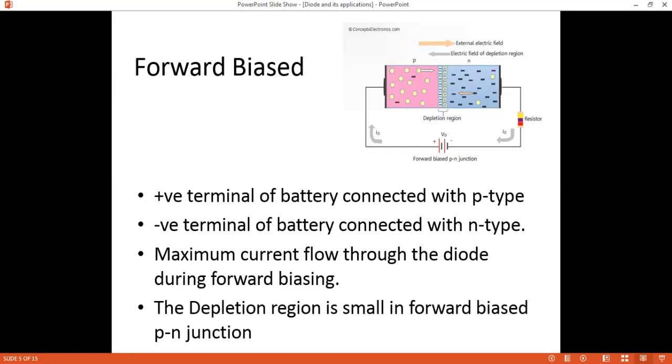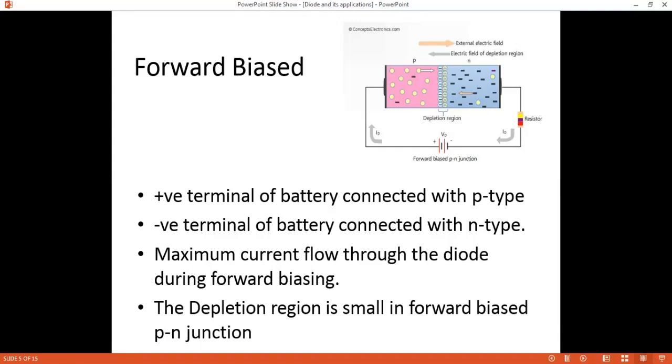Here the positive terminal of the battery is connected to the P-type, and the negative terminal of the battery is connected to the N-type material. In between, one resistor is there. Maximum current flows through the diode during the forward bias. During the forward bias, the current passes in the PN junction diode. That is what is called the forward bias.